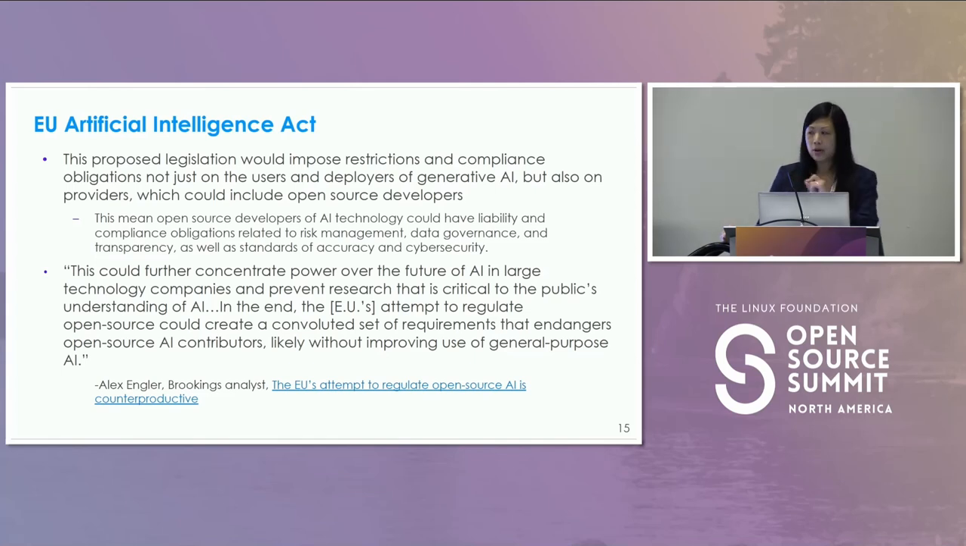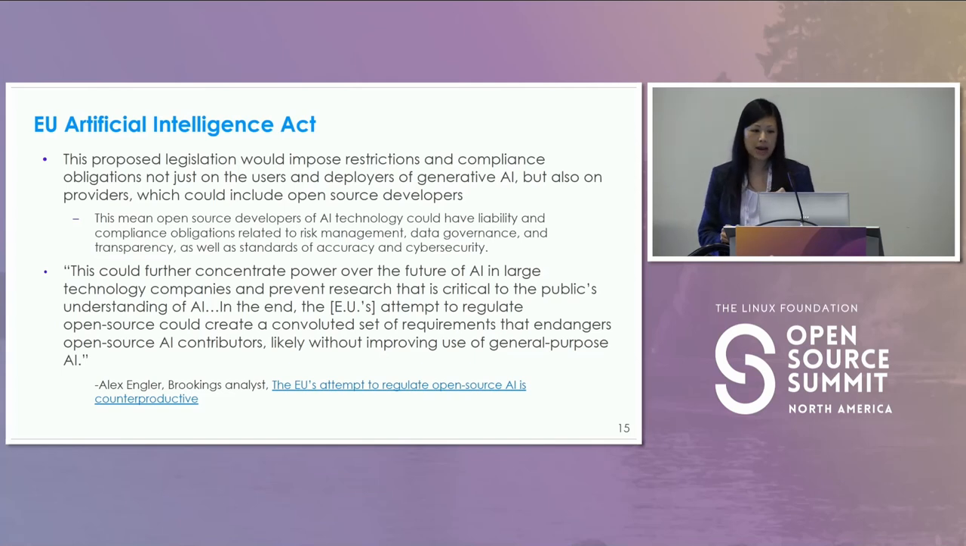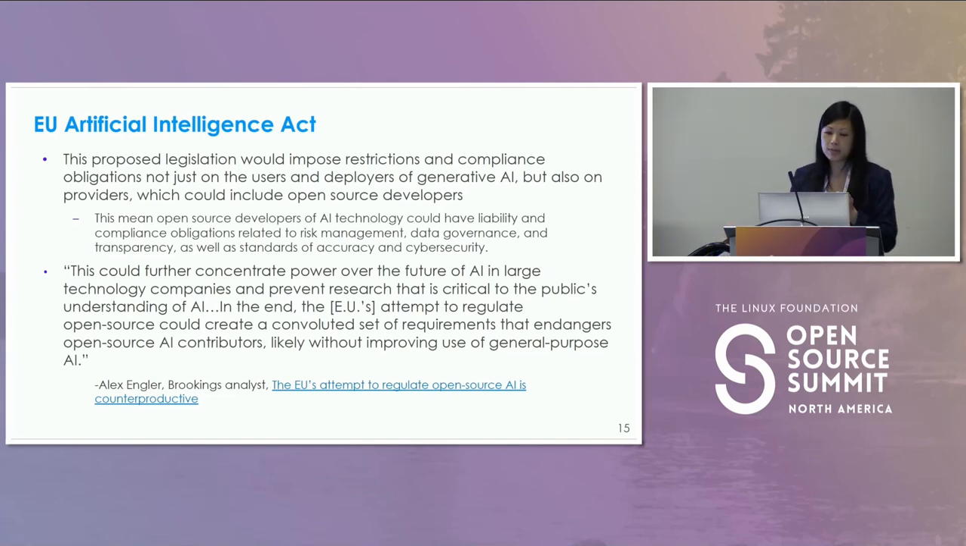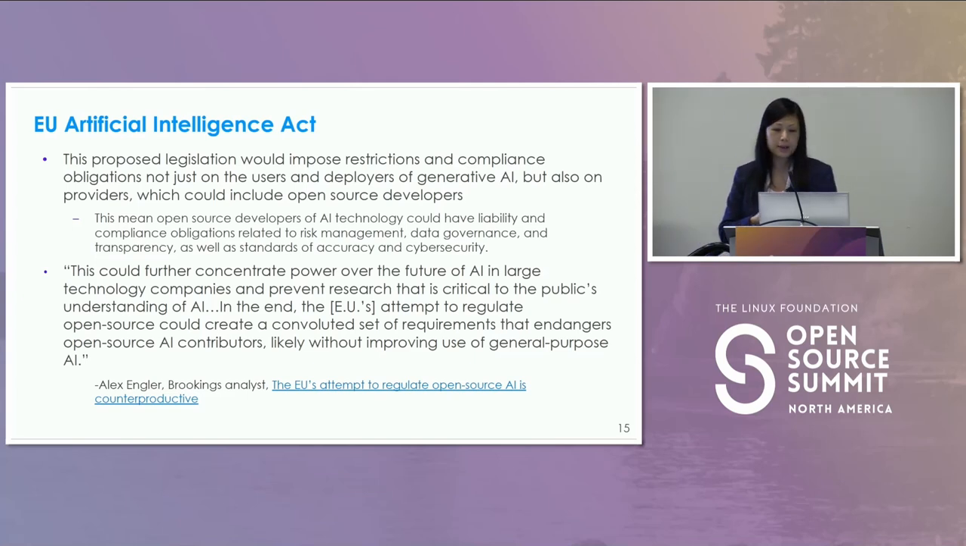What's troubling about the most recent draft is that it could impose compliance obligations around, for example, data governance, risk management, accuracy, liability for errors, et cetera, not just on the companies that are hosting the models, deploying them, selling them commercially. It could also impose liability and compliance obligations on the people who wrote the code. That's very, very troubling in the context of open source development.